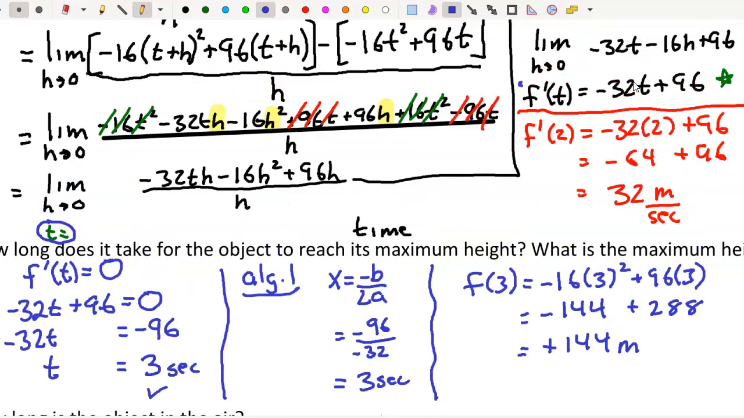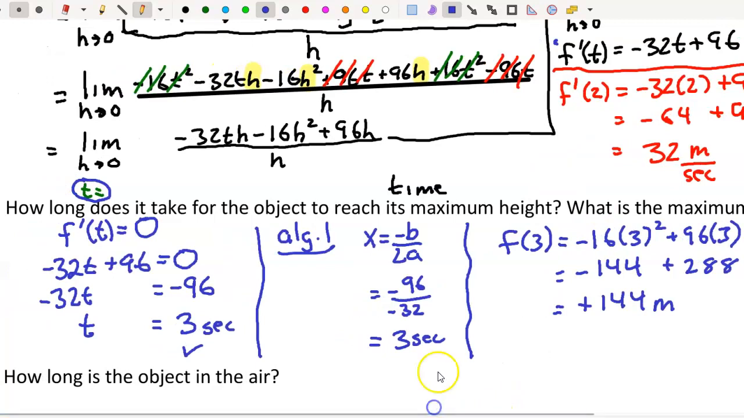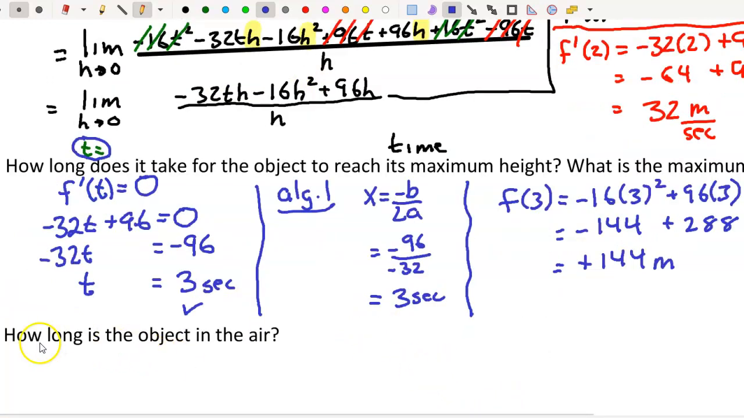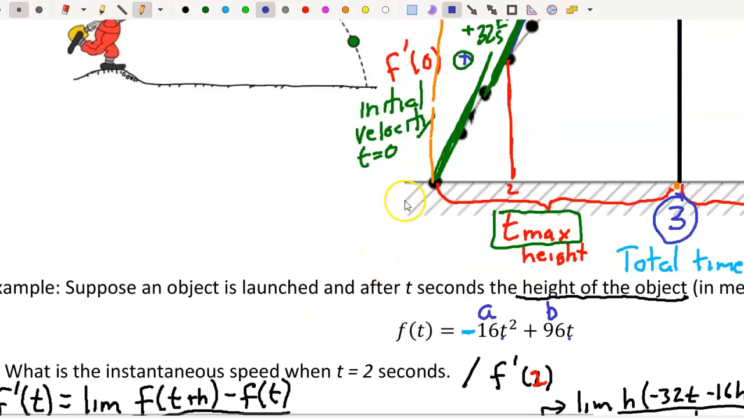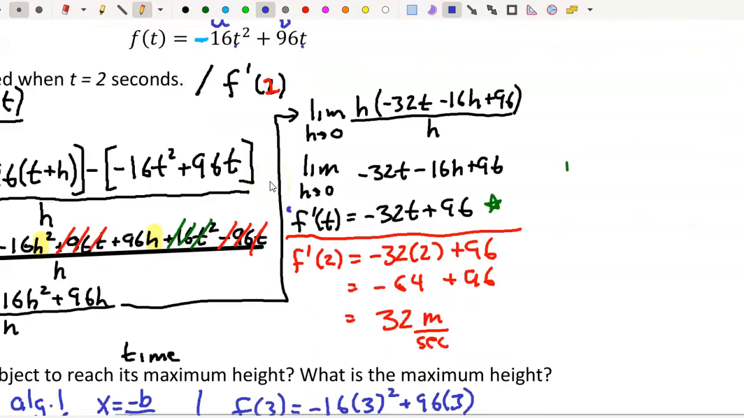Pretty cool. But wait, there's more. How long is the object in the air? What's the answer? 6, right. So we know it's 3 to get to the halfway point. And how long is it total? Double it, right? Total time in air is 2 times the max. 1 for the first half, 1 for the second half. That's how we get 2. So that's a quick one.